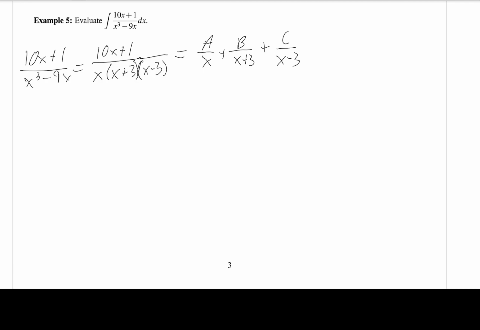Okay, so then I'll multiply left and right hand side by this x cubed minus 9x, or what's easier is to multiply it by this, because we'll be able to see what's going to cancel out. So this will be 10x plus 1 equals a times x plus 3, x minus 3. And for shorthand, I'm going to go ahead and write that as x squared minus 9. Then we'll have plus bx times x minus 3 plus cx times x plus 3.